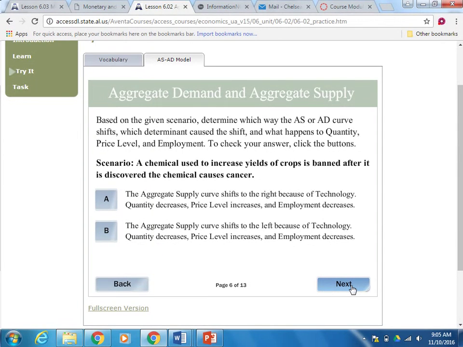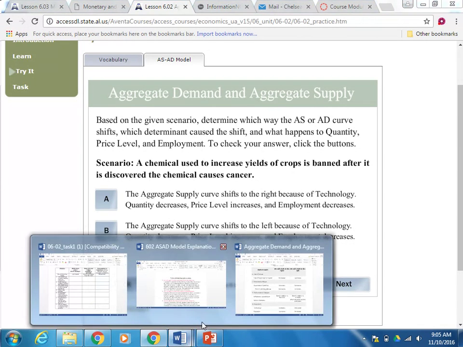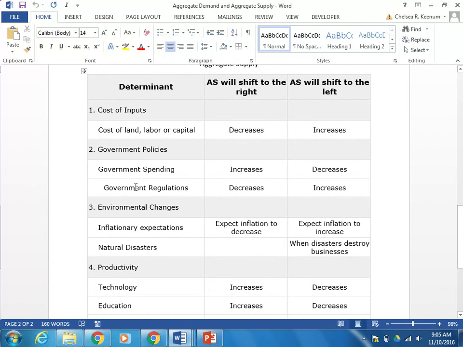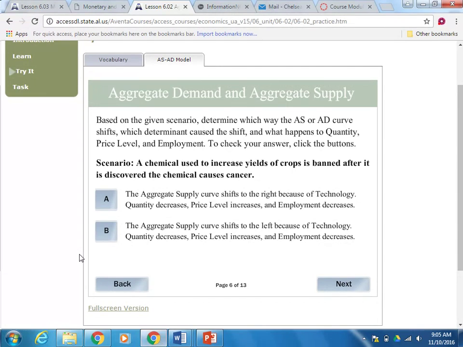Okay, a chemical used to increase yields of crops is banned after it is discovered the chemical causes cancer. So this is going to have to do with business, and this is going to be a government regulation. Government regulation is now increased because now we've got to find another crop that's doing the same things as this crop did, only not causing cancer. So your government regulation increases, your supply curve will shift to the left.